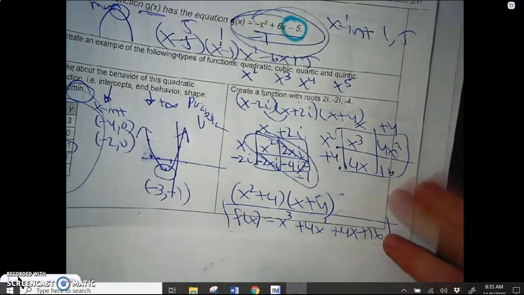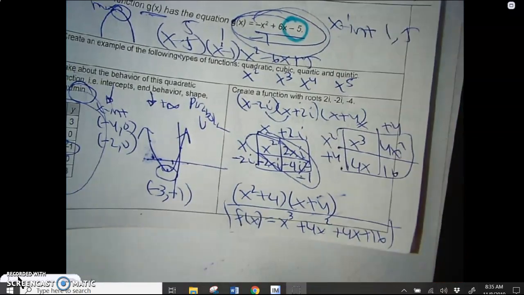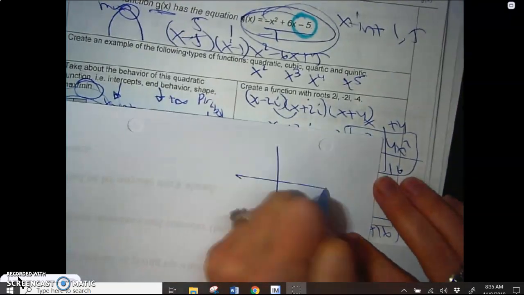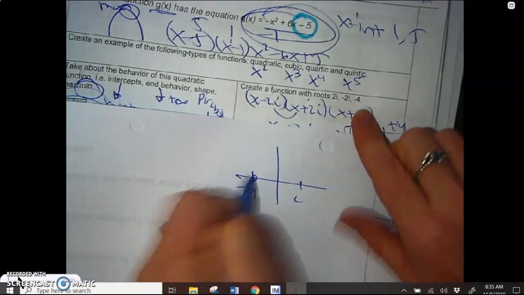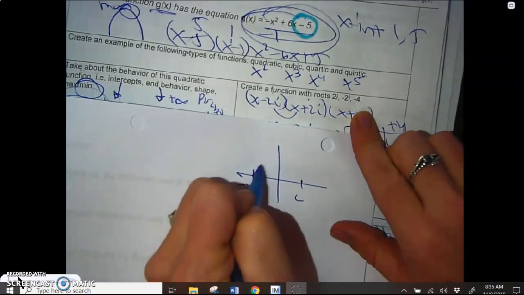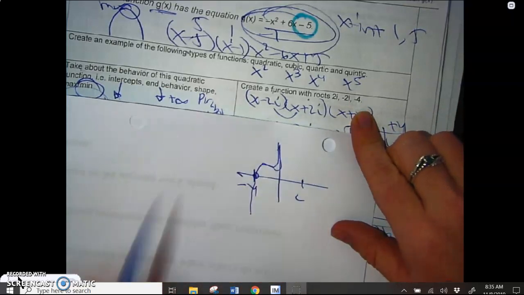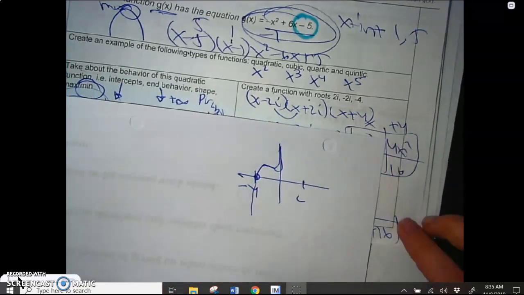And if you have extra time on your hands, you could graph it. If you fake graphed it, you would see that it only crosses at negative 4, and it's cubic, so it's probably going to do something like that, which shows the other roots are imaginary. Okay? All right, let's go to the next page.